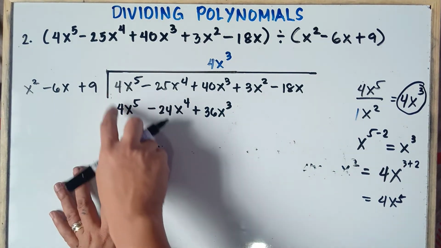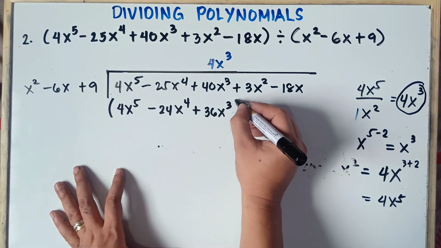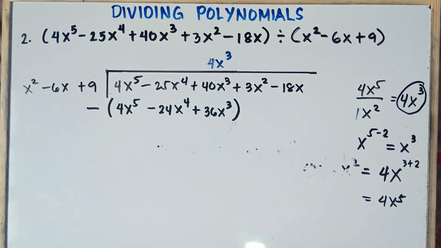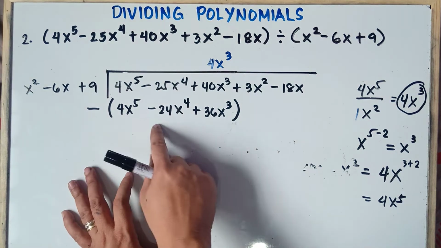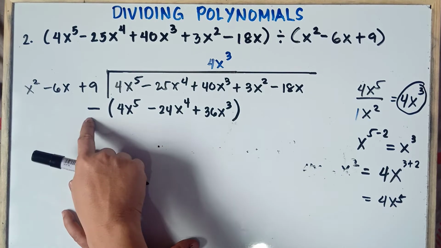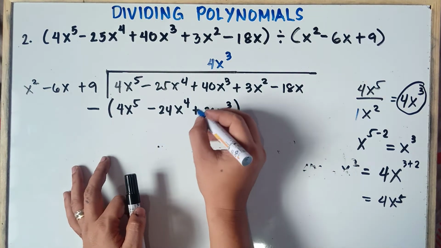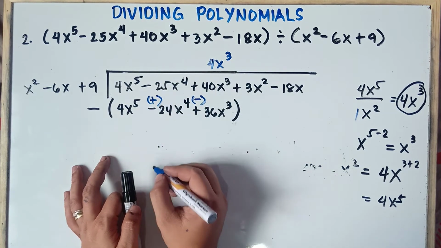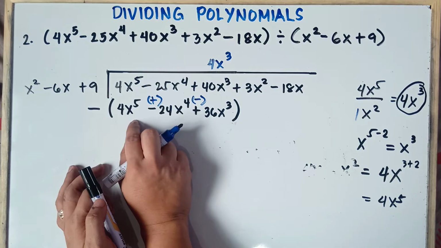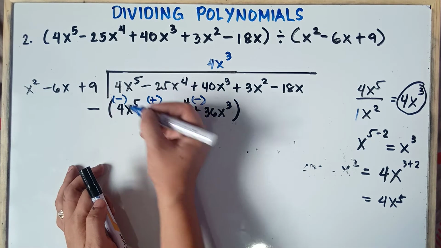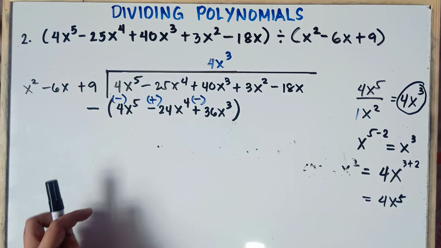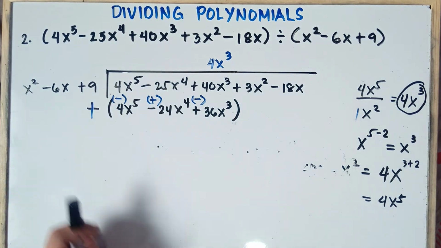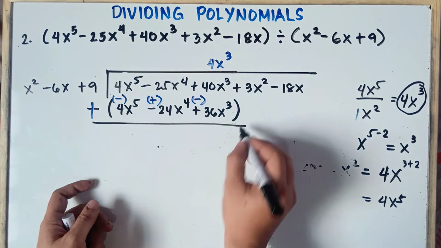Alright, and then you subtract this one, class. You put parentheses, and then minus. Once again, class, the rule in subtracting polynomials or integers: you change the sign of the subtrahend, then you proceed to addition. So this is plus, it becomes minus. This is minus, this becomes addition. And this is positive 4x raised to the power of 5, it becomes negative 4x raised to the power of 5. Alright, and then we change the operation. This is minus, it becomes plus. It becomes addition, class.